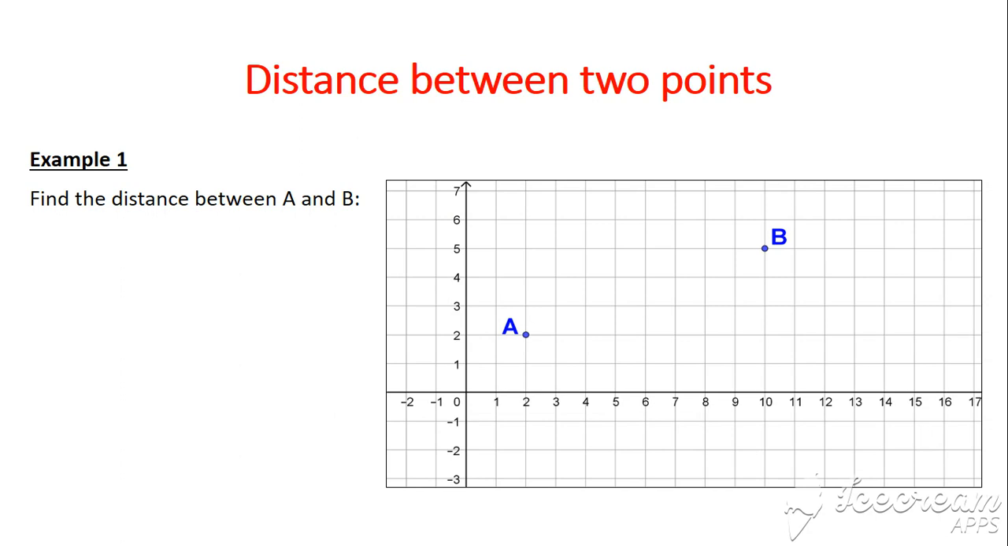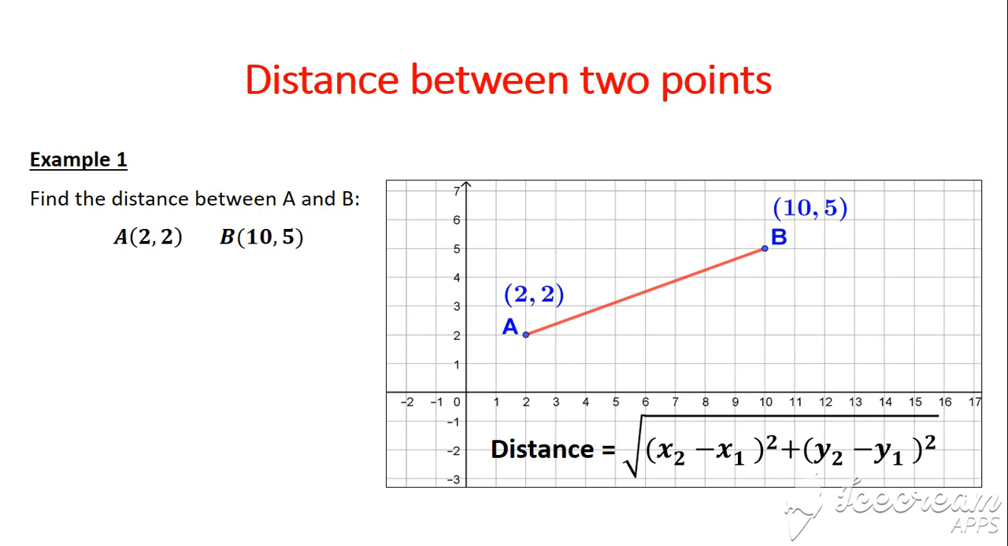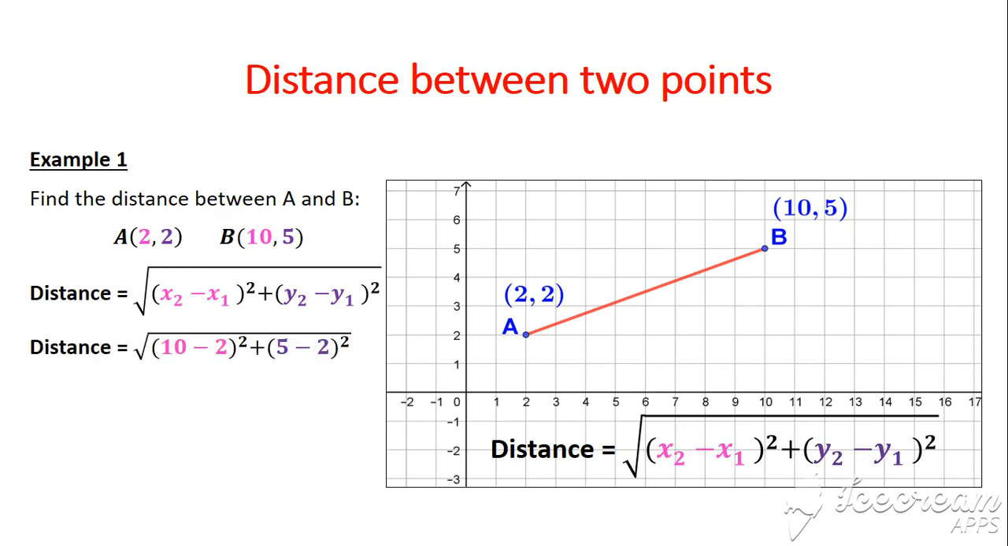Example number 1, find the distance between A and B. Well, A is 2 to the right and 2 up, so we're going to write this as the coordinate 2, 2. B is 10 to the right and 5 up, so we're going to write this as the coordinate 10, 5. Right, well here's our distance formula, and let's copy it over here. Notice we've coloured in the x2 and x1 and y2 and y1. We'll go back to A and B and we'll colour in our x's and our y's, so it helps us figure out which is which, and we're going to start substituting.